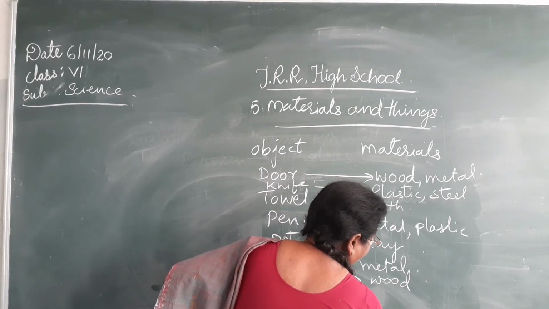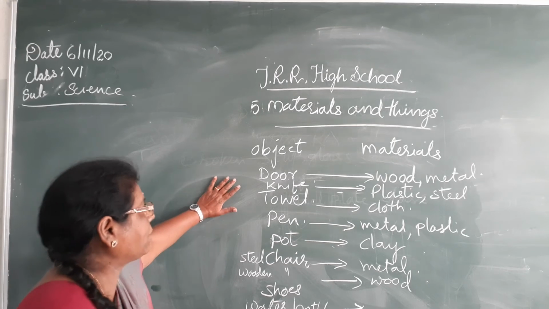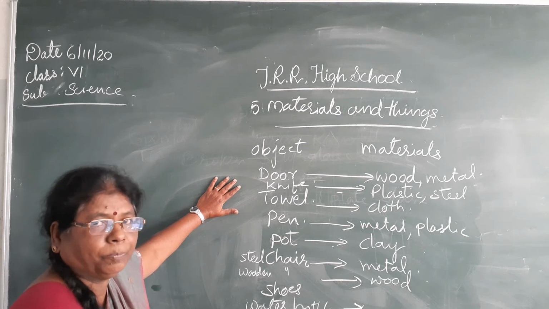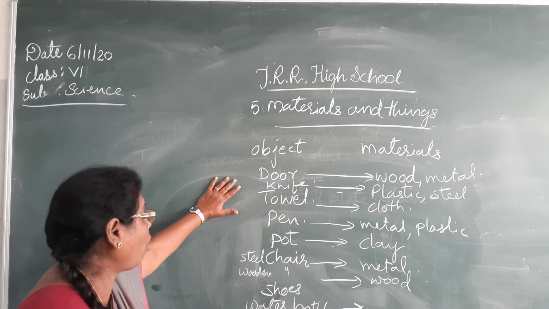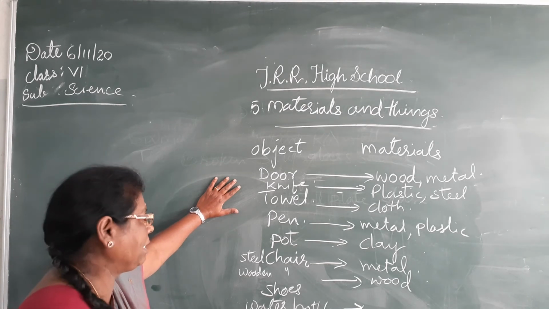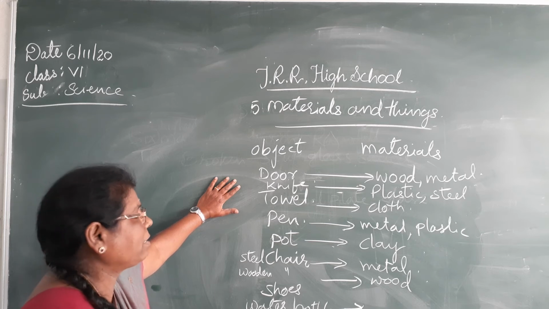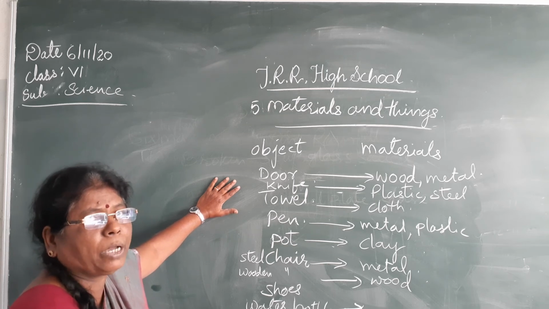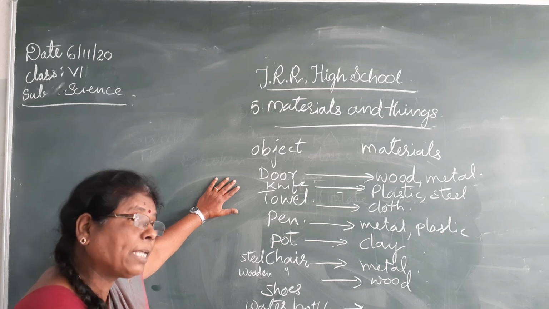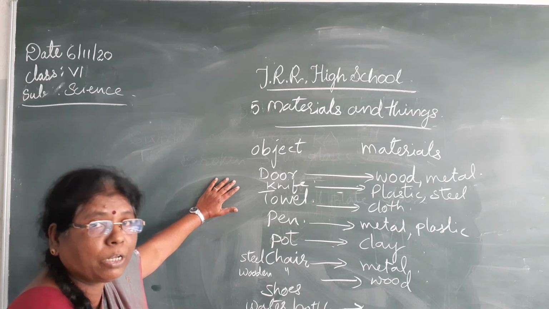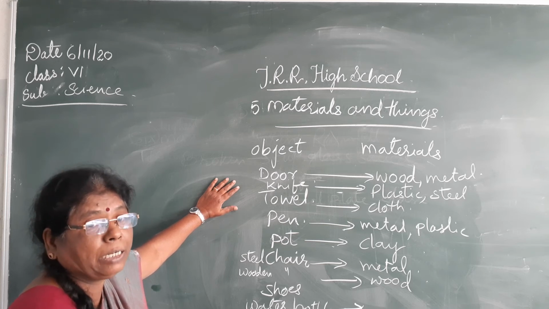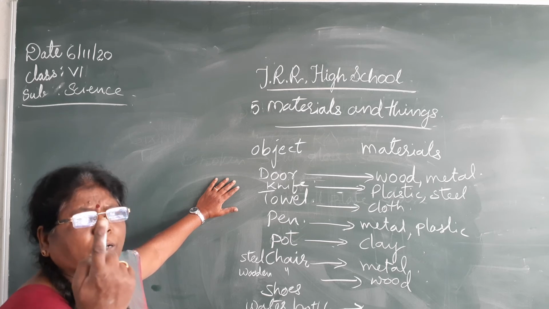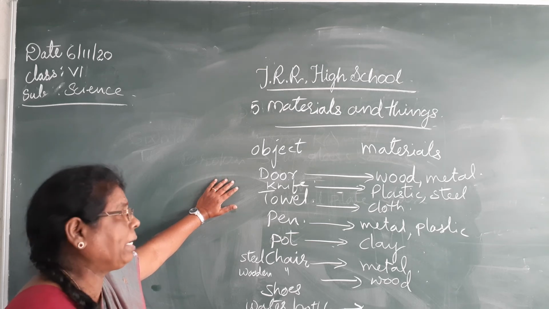So, what you are observing in this table is that some objects are made up of only one material, and some objects are made up of more than one material. In this way you can add many more objects to this list. Eraser, and the tube of a cycle, only one material, that is rubber. In a cycle, plastic, metal and rubber will be there. More than one material is used in a cycle. Clay pot, clay jar, clay vessels use only one material.